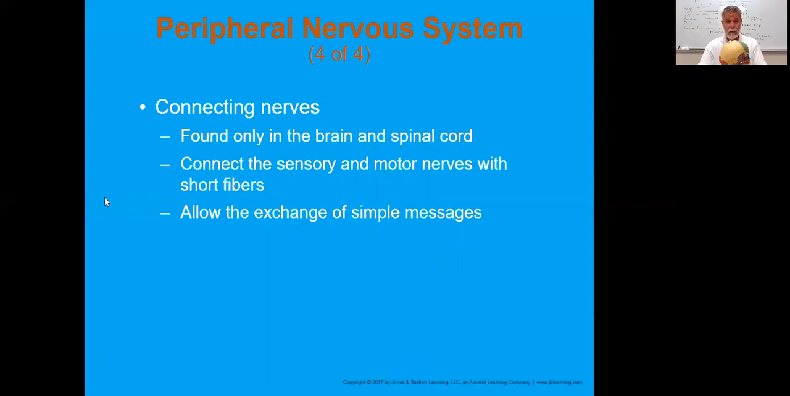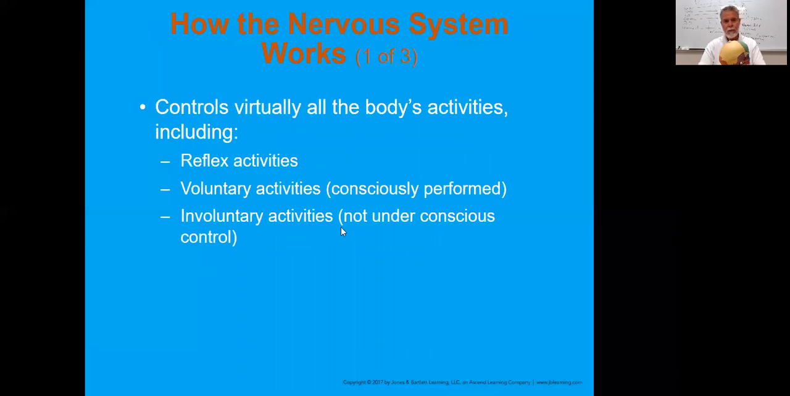It's the only time you're going to see those connecting nerves. But what they do is they connect that sensory and the motor nerve with these small or short fibers. But it does allow for the exchange of simple messages from the body to the nervous system. The nervous system, again, looking at how this stuff actually works, these reflex activities. Check reflexes, right? That's something that the CNS is going to provide.